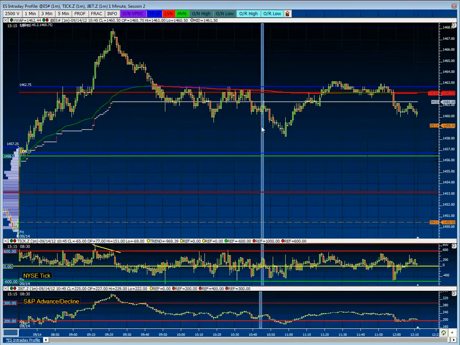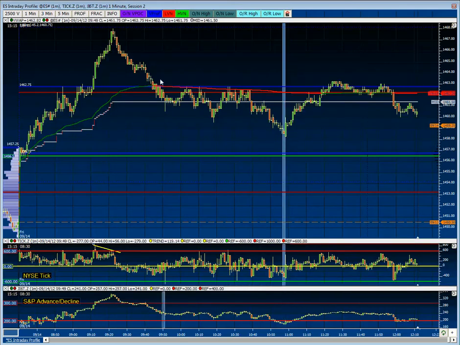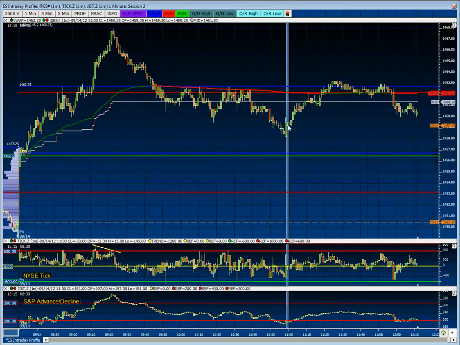ES pulled back to Thursday's range, and this ended up being an 8 to 9 point opportunity that some new traders might have missed simply because they took those early losses in the morning.